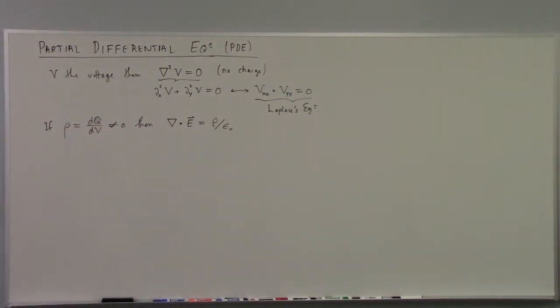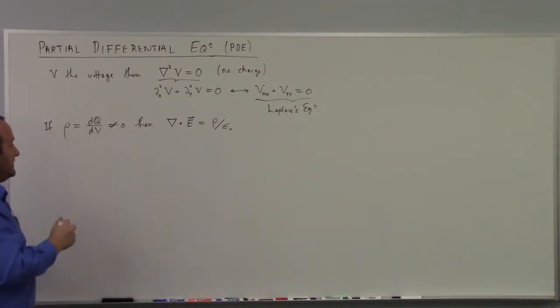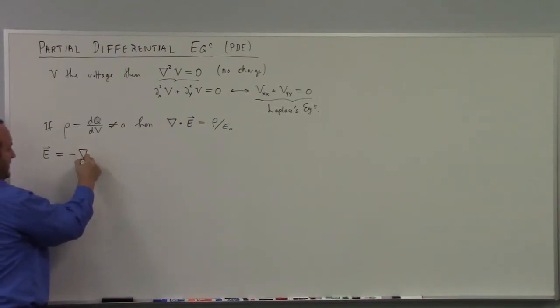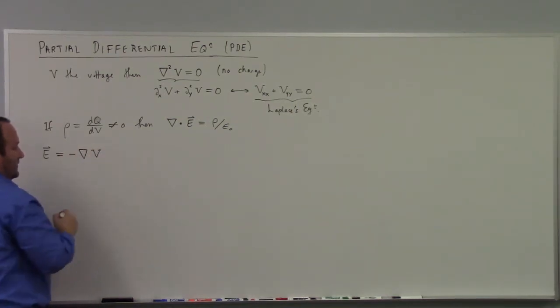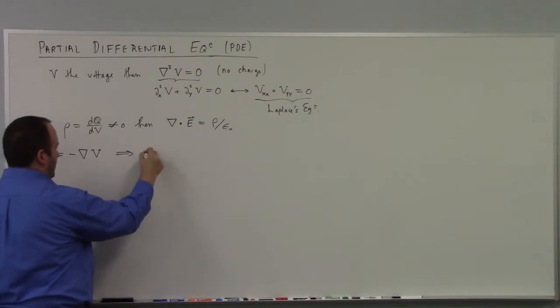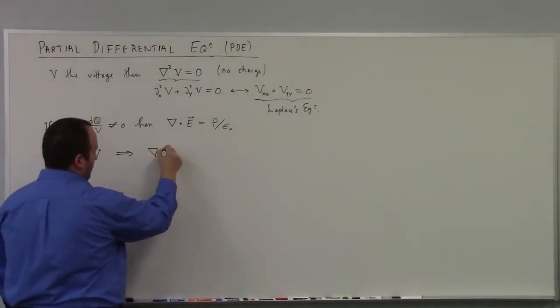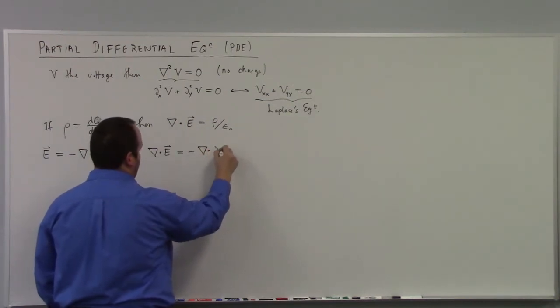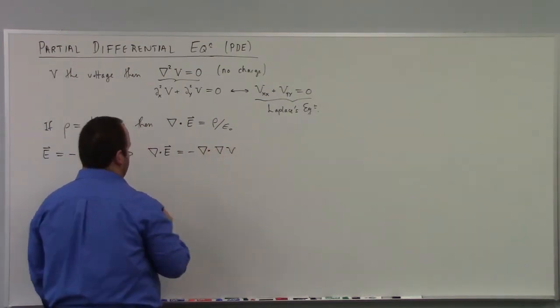Now you guys study that in physics too, usually at the level of integration. You look at the flux is equal to the charge enclosed. That just comes from integrating this differential equation over a volume and using Gauss's theorem. But this is related to Laplace's equation in the following way. The electric field is equal to minus the gradient of the voltage function, right? So if you take the divergence of the electric field, that's the same as minus the divergence of the gradient of the voltage function, right?